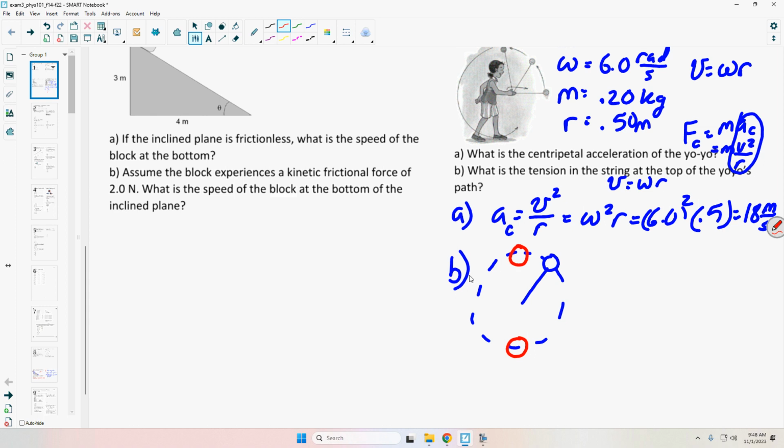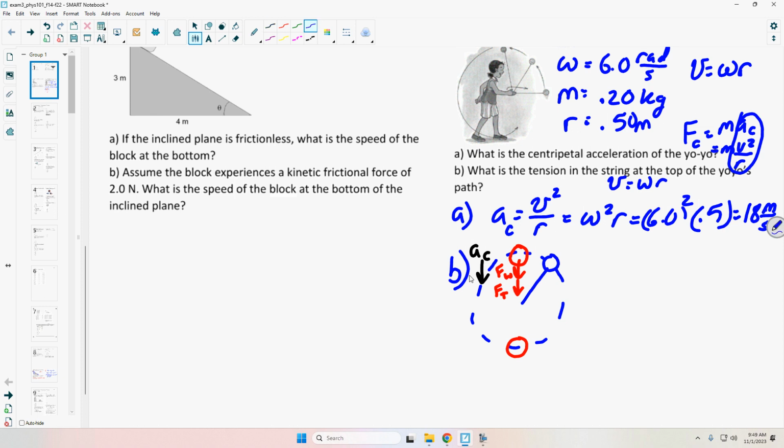Notice there are 2 forces acting on this ball, or the yo-yo. There's the weight, and there is the tension in the string. I also want you to recognize that the acceleration here is in the downward direction. So my centripetal acceleration is going to have a negative value.